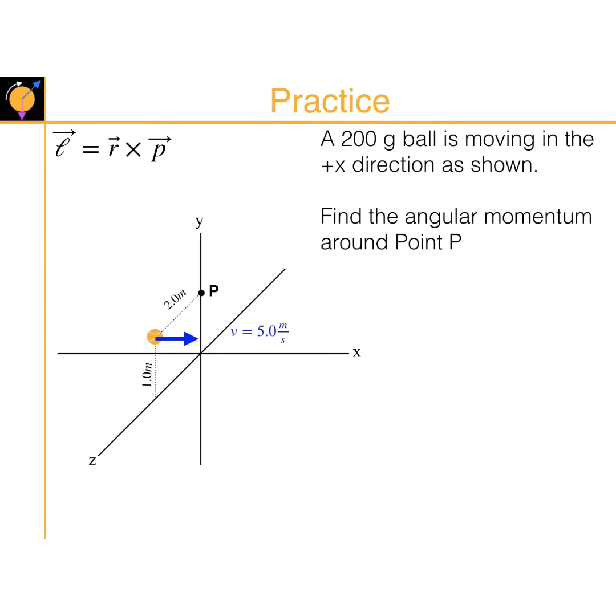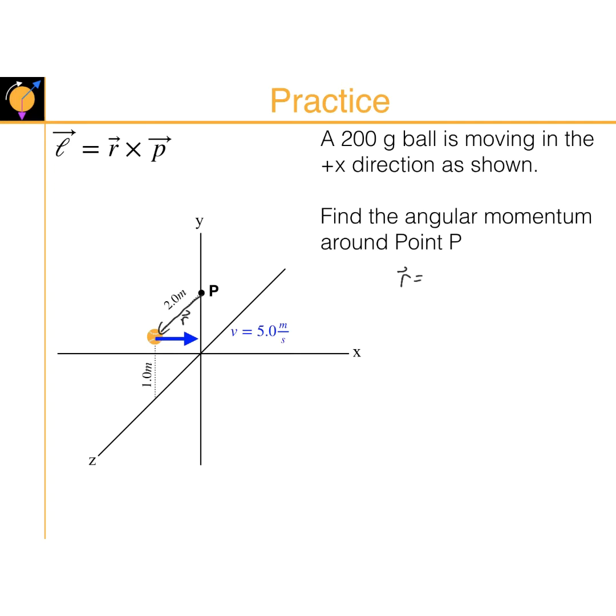Let's do a simple example here. I have a 200-gram ball that's moving in the plus x direction as shown, and I want to calculate its angular momentum around point P. So there's point P right here. What's its angular momentum at this instant? I need r, which is a vector pointing from the point to the ball, and this here would be the r vector, pointing along the plus z direction.